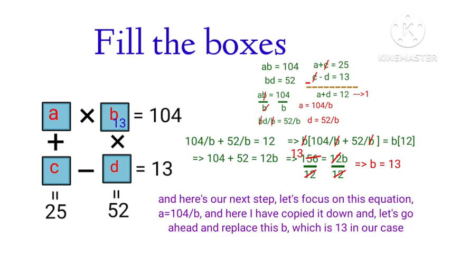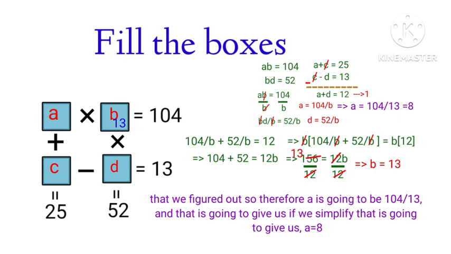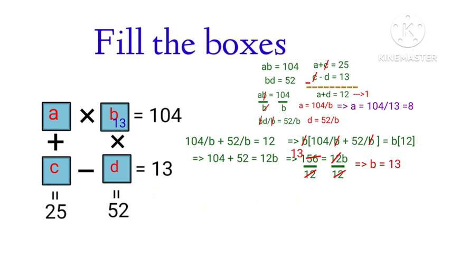And here's our next step. Let's focus on this equation, A equals 104 divided by b. Here I have copied it down, and let's replace this b, which is 13 in our case, that we figured out. Therefore, A is going to be 104 divided by 13, and if we simplify, that is going to give us A equals 8. So that's the value of this box. A turns out to be 8.